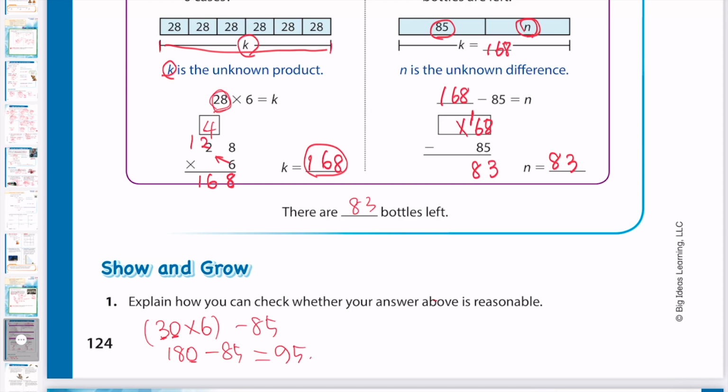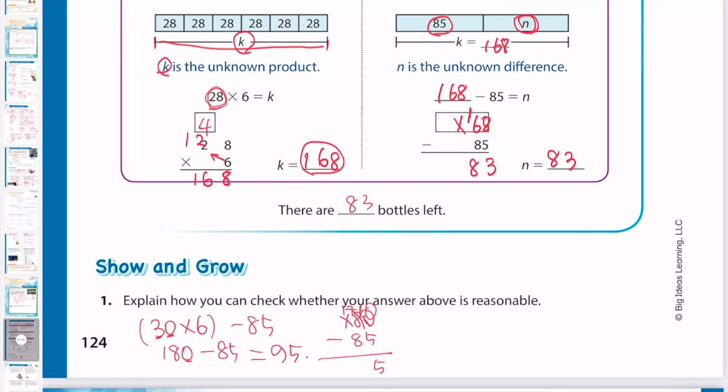I skipped the process of this. 180 take away 85. You cannot take away, so you need to borrow. So it becomes 10. Take away 5 is 5. 7 take away 8, you can't do that, so I'm going to borrow from the hundreds place, it becomes 17. 17 take away 8 is what? Yes, 9. So the answer is 95.